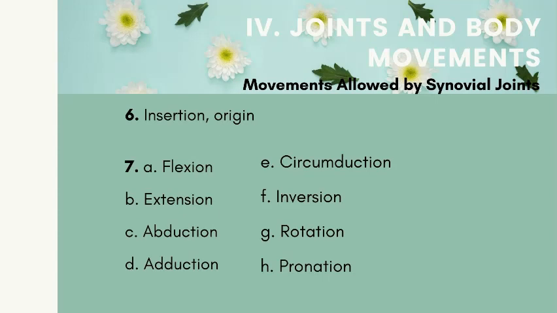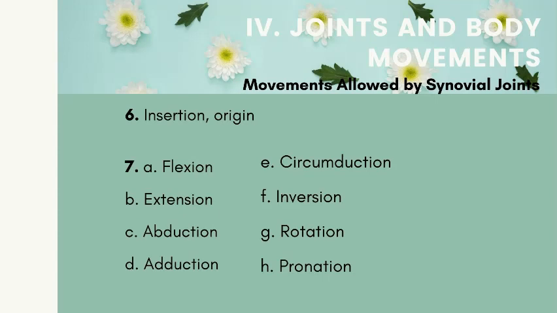For the movements that are allowed by synovial joints, during muscle contraction, the insertion moves toward the origin. For number 7, we are tasked to complete the description below. A. Flexion at the elbow. B. Extension at the knee. C. Abduction of the lower limb. Still, D. Abduction of the lower limb. E is circumduction of the upper limb. F is the inversion of the foot. G is the rotation of the head.